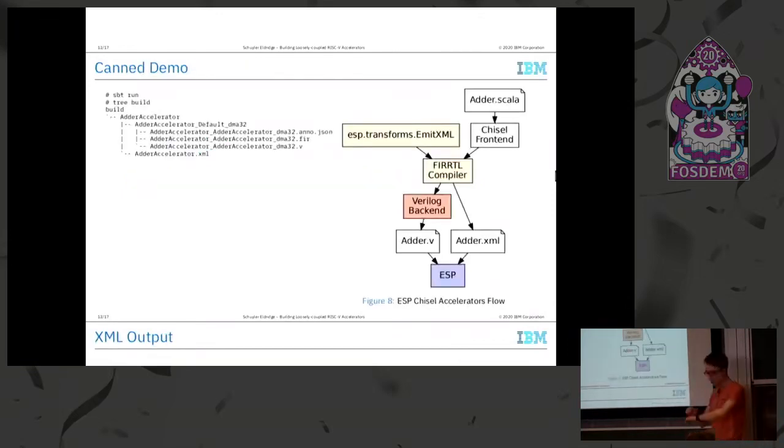Okay, so the quick demo for what's going on here: you just go into the project, you type sbt run. This will go and build all of these accelerators for you. One of them is this toy adder accelerator. But what you get out of that is automatically Verilog for this accelerator, and you also get this XML file. What's really going on here is that we add a transform into the FIRRTL compiler that looks at the design and then emits this additional XML data which we care about. And then these are the two things that the ESP framework wants to consume, and then you're ready to go.